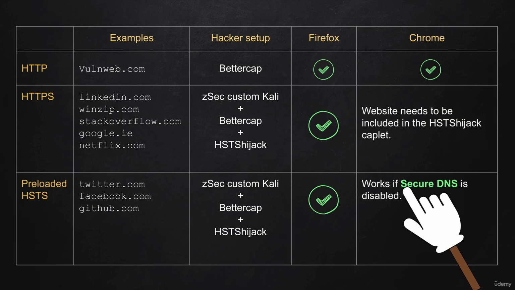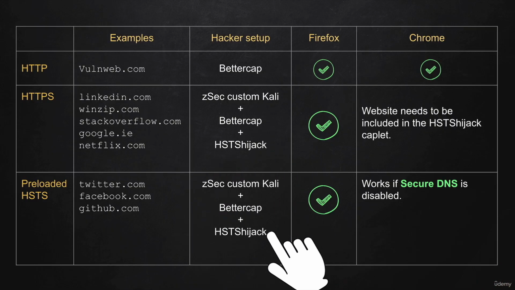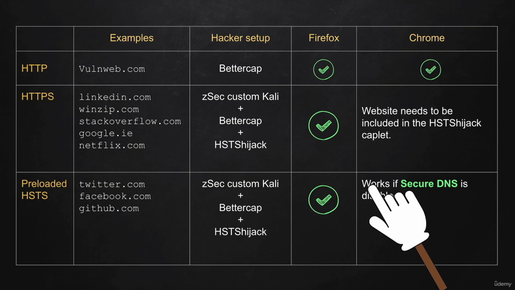Now, the good thing is secure DNS is not always enabled by default. It depends on the country of the target. For example, in Ireland, if you download the latest Chrome web browser, it's actually going to come with secure DNS enabled, and therefore the attack is not going to work unless it is disabled. So if your target is in a country where secure DNS is not enabled by default, chances are they don't even know about this option, and it's probably going to be disabled, and therefore the attack will work.